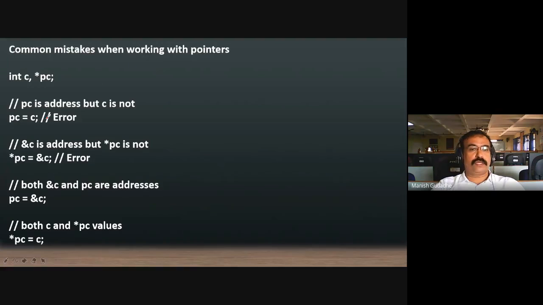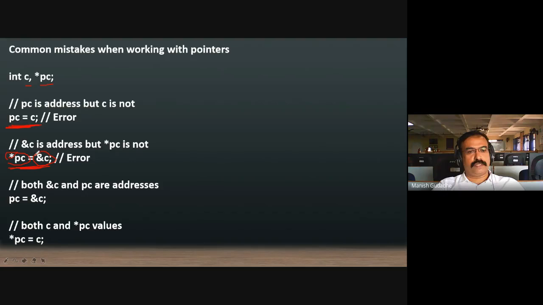Some common mistakes. Just now what I said is, if C is an integer variable and PC is a pointer variable, this is not possible. PC cannot be equal to C. Even this is not possible. This is value at, which is a numerical value, and this is address of, which is an address value. This is also not possible. Here the same thing is there. PC is the address, C is not.